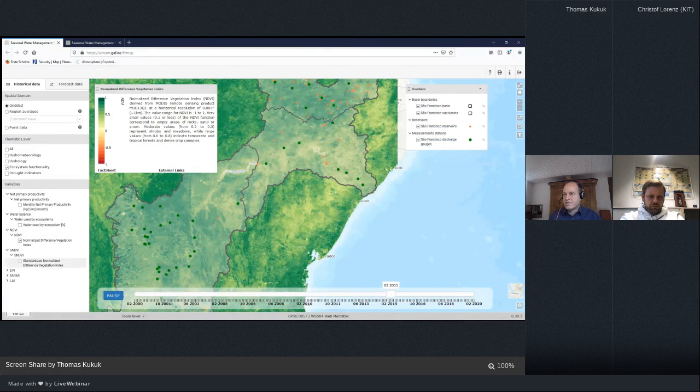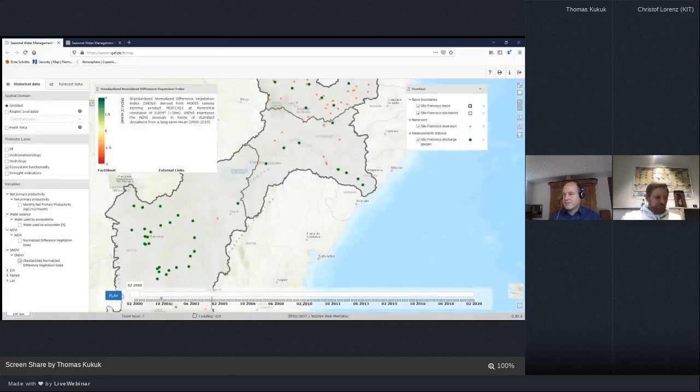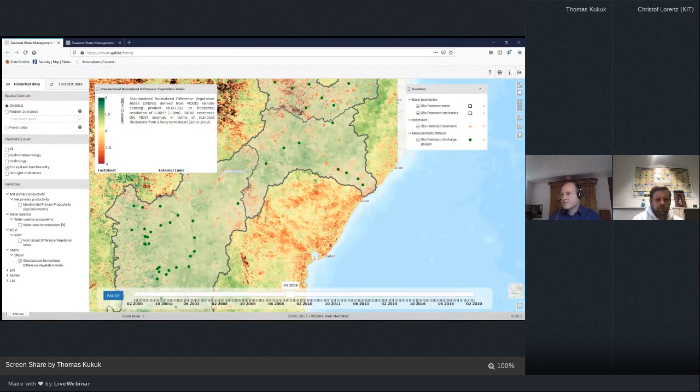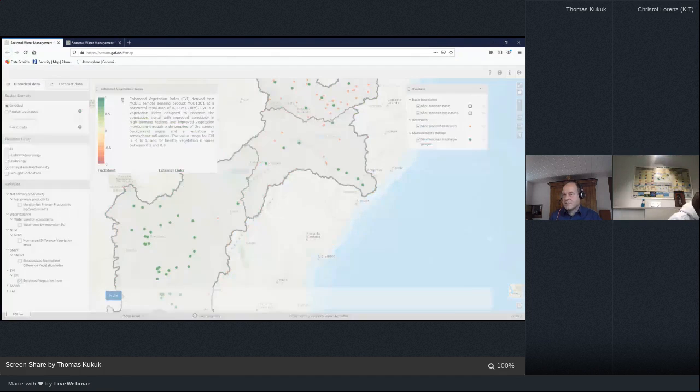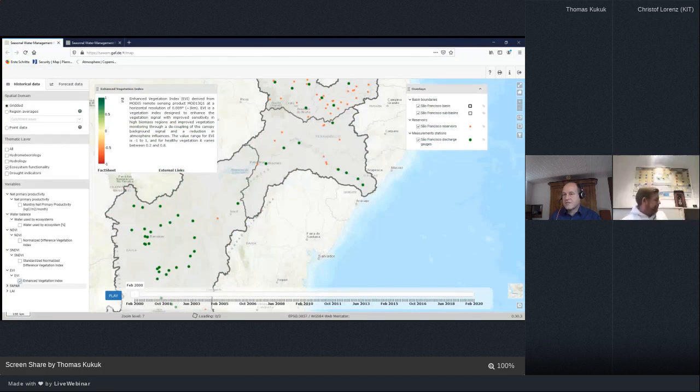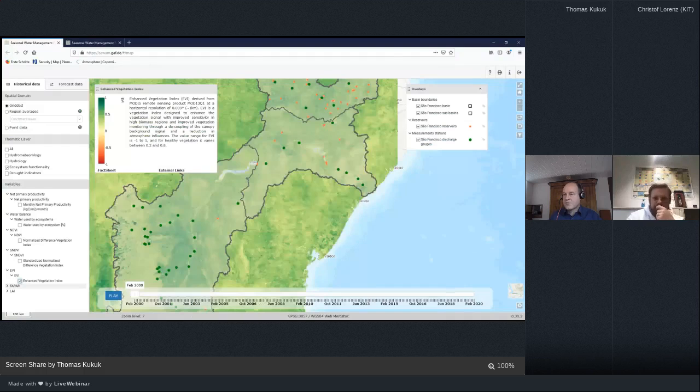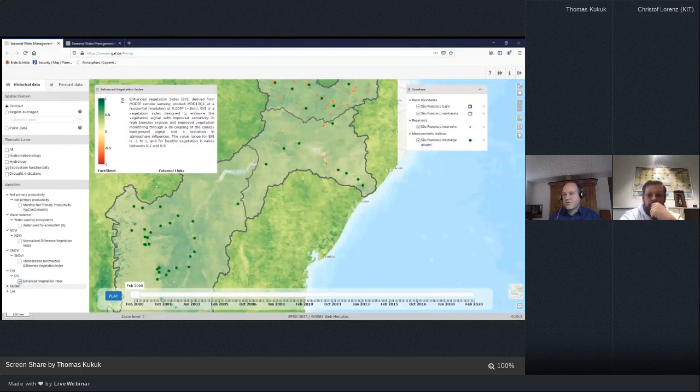Then there's another vegetation index for the region. I'm just clicking through it. We can discuss the datasets themselves later on. Here we have the enhanced vegetation index. So there's a number of vegetation indexes which show what was going on in the area in the past.